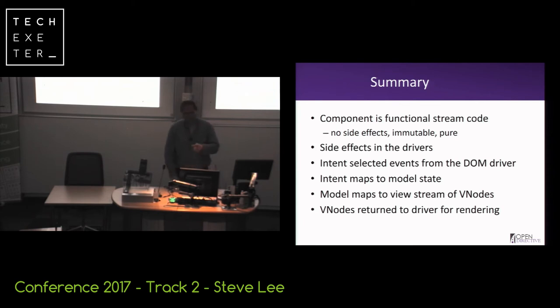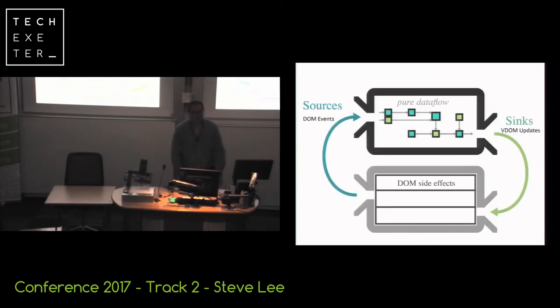And just recapping that flow, really, the intent is what the user wanted to do based on some input events. You use your model to track the state changes over time, and then your view just maps your current state to the DOM content. And the vnodes get squirted back for rendering. There we go, there's a summary again of what the app looks like.